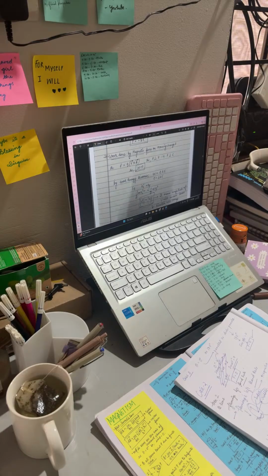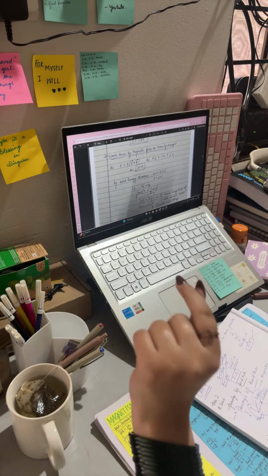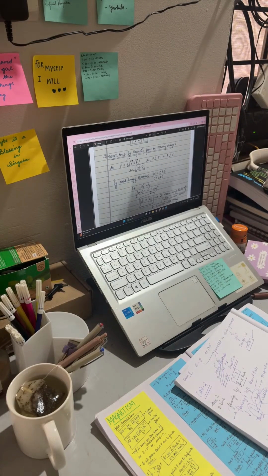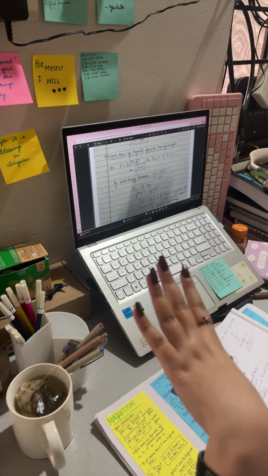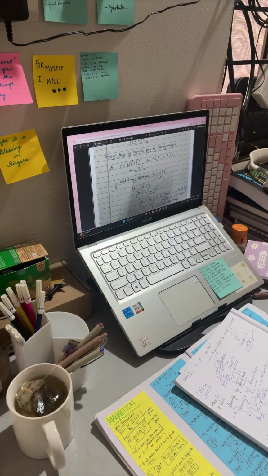So today we are going to do work done by magnetic force on a moving charge. Now we know the force is q v B sin theta. We also know that force is perpendicular to the velocity vector and also to the magnetic field. So hence our work done is zero.